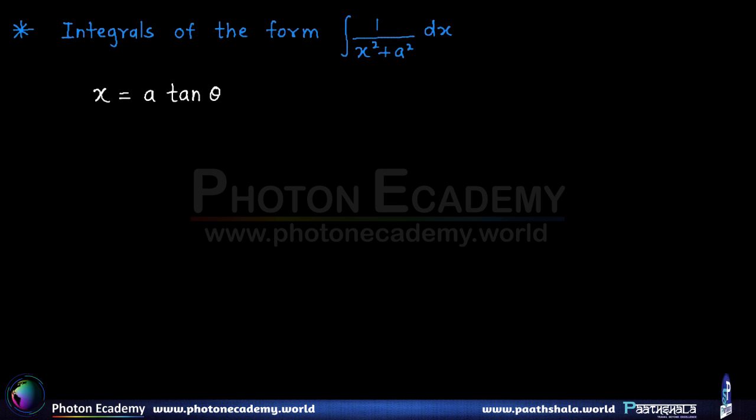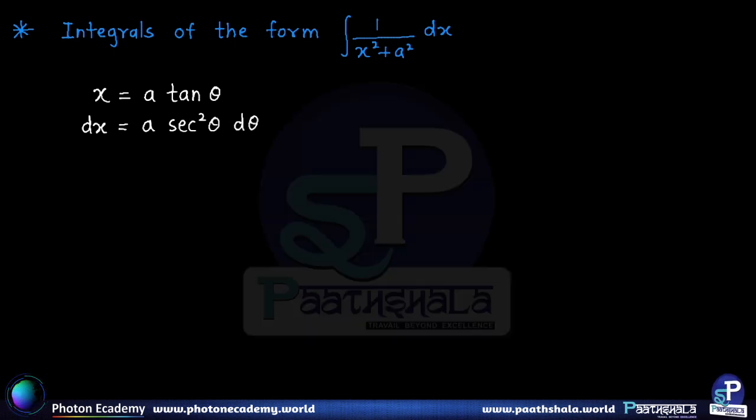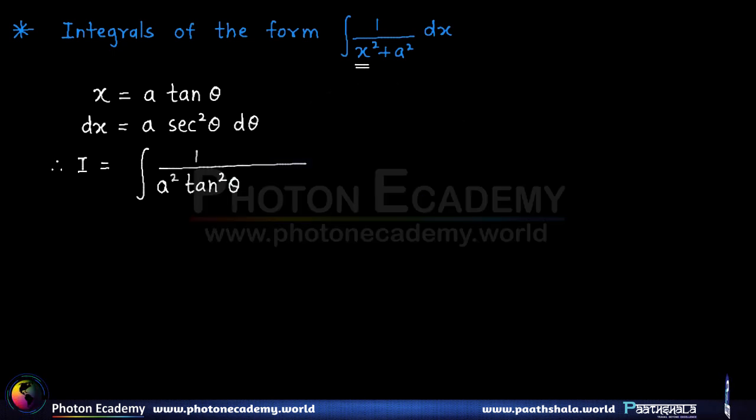Now if this is the case, for substitution we need to keep ready dx, so that gives us a, and the derivative of tan theta is sec square theta d theta. Alright, so whenever we substitute these values in our integral, our given integral becomes 1 upon, now x square will become a square tan square theta, because we had put x as a tan theta, plus a square as it is, into dx, which is nothing but a sec square theta d theta.